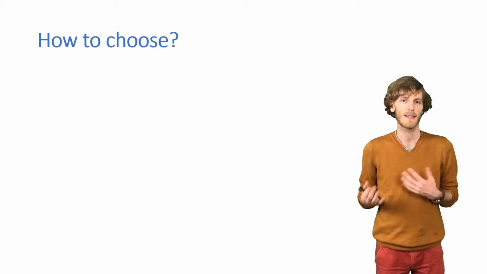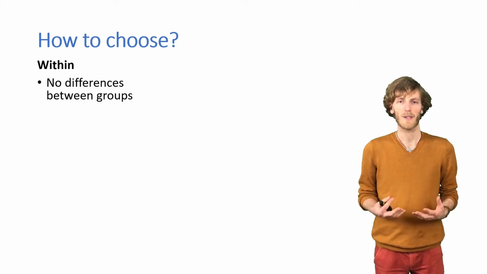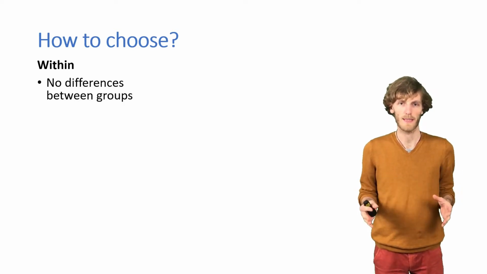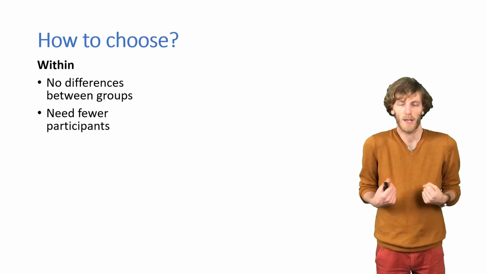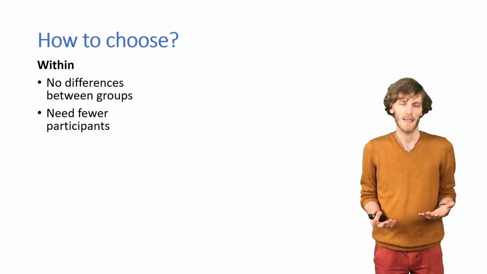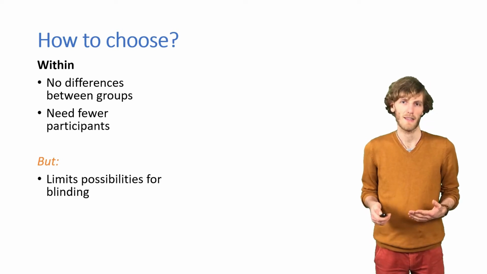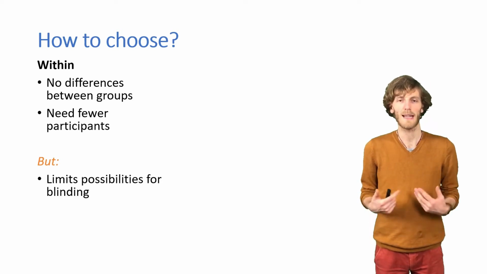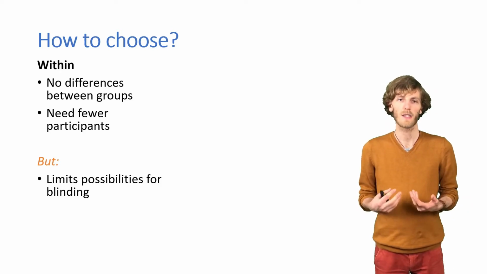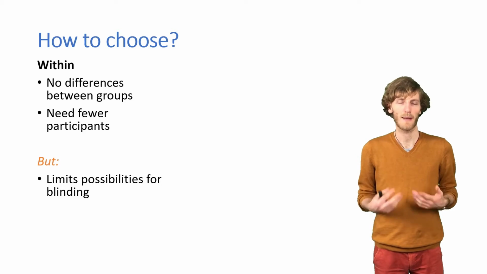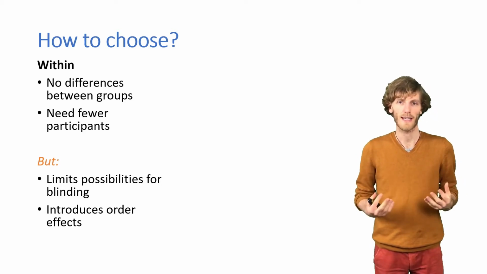There are some advantages and disadvantages to each of them. So firstly, the within-participant design is very attractive because it makes sure that there's no difference between the groups because the groups are the same. So because of that, we need fewer participants. But those participants will understand what the different conditions are since they get to experience all of them. So that limits the blinding, the experimental blinding we can do. It also introduces some issues around order effects.